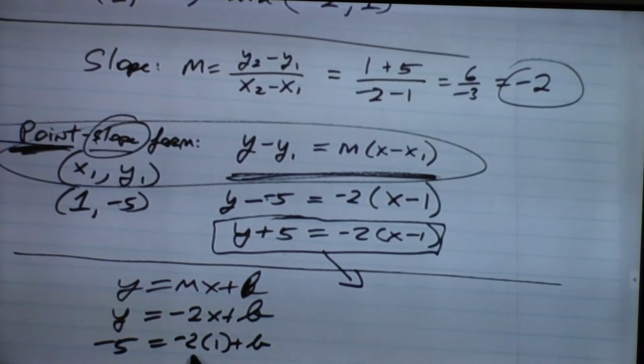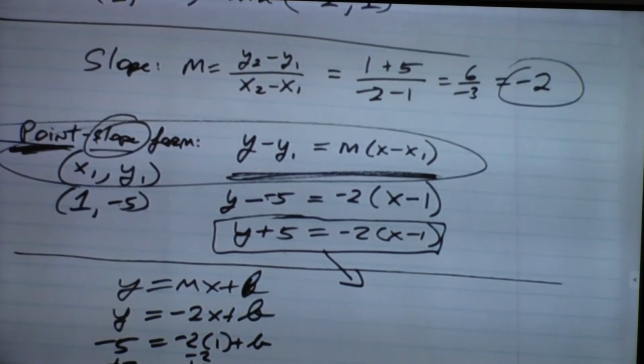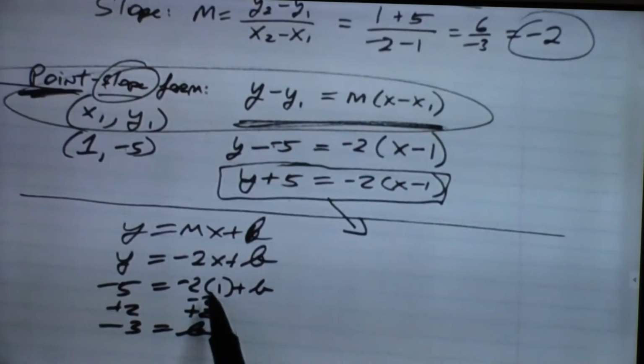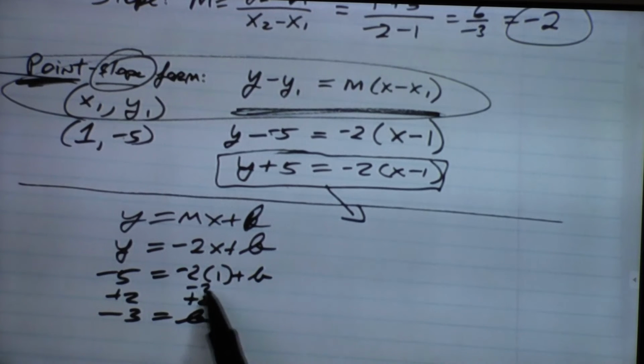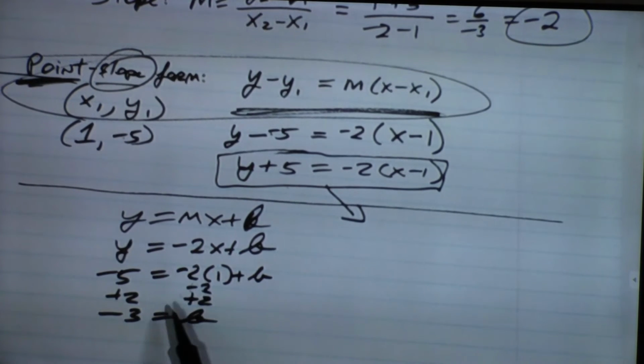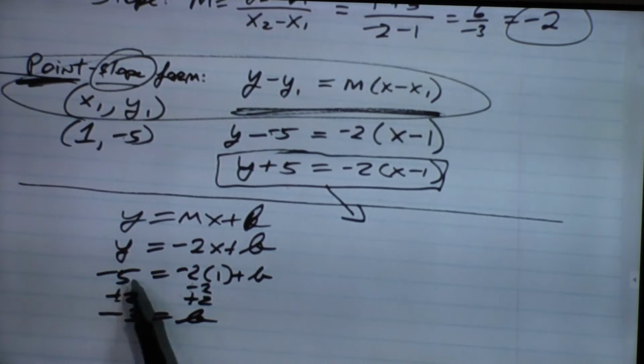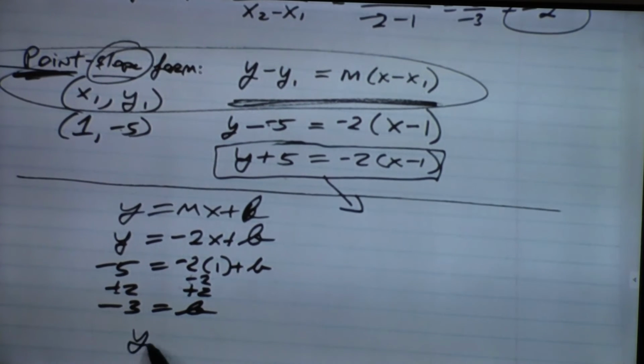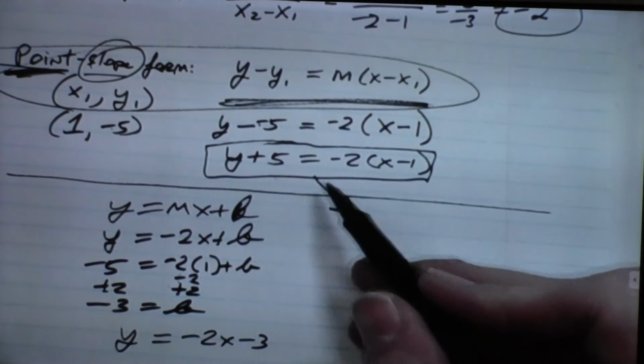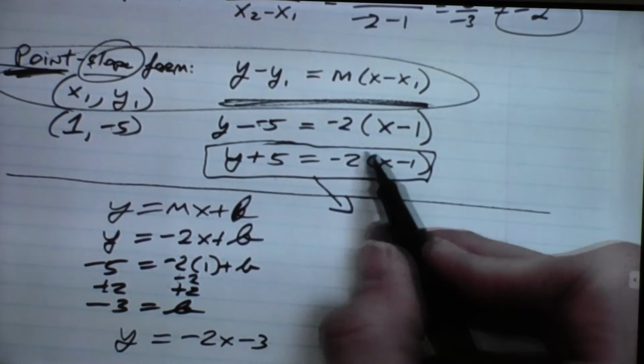That's -2. I'm going to add 2 to both sides. So I get -3 is equal to b. So -2 plus 2 makes it 0 here. Plus 2 is -5 plus 2 is -3. So that means it's y equals -2x minus 3. Now I'm going to do it with this. I'm going to multiply that in.